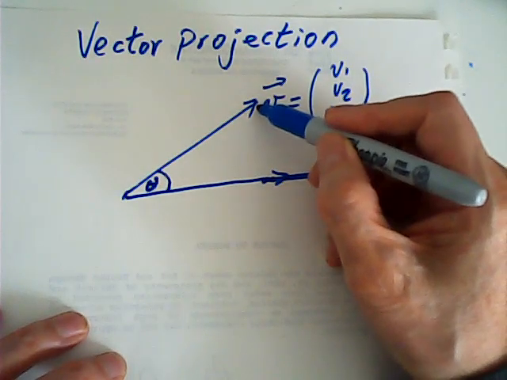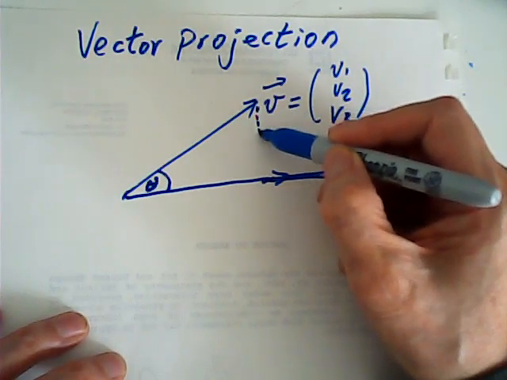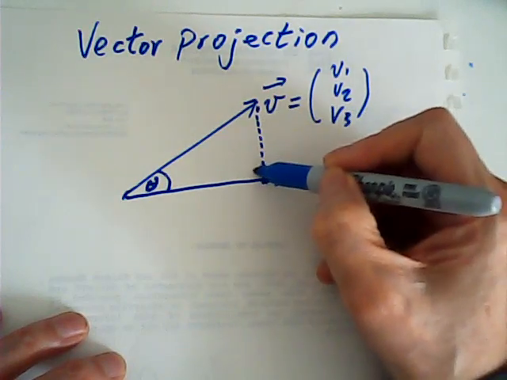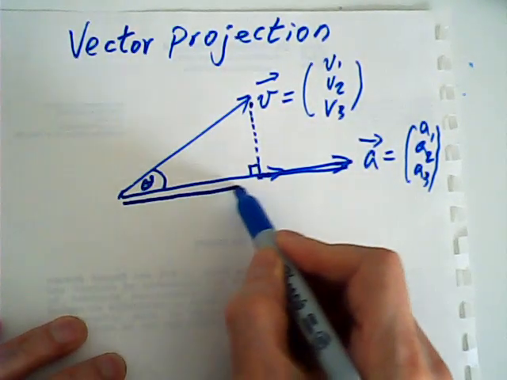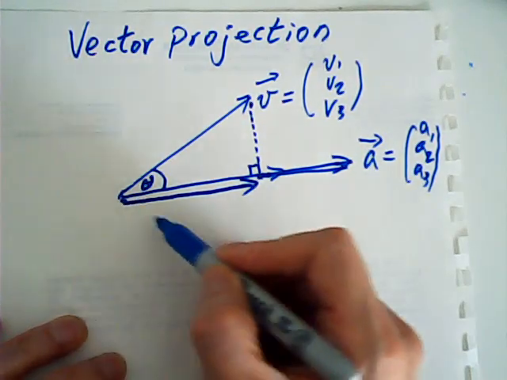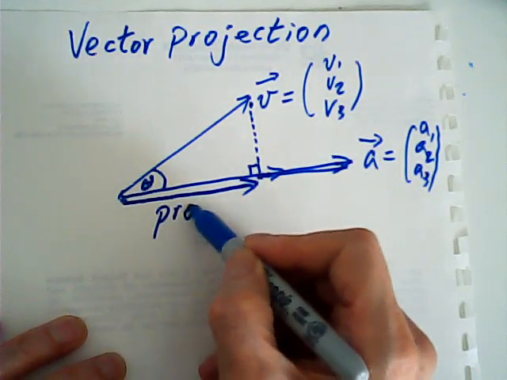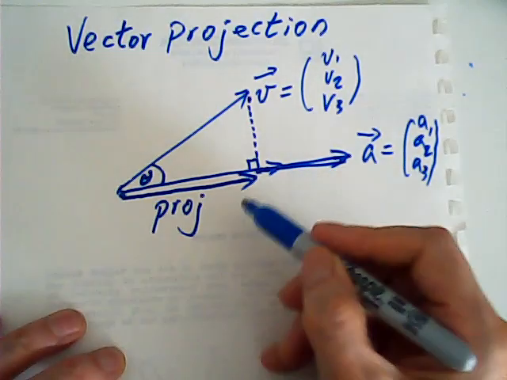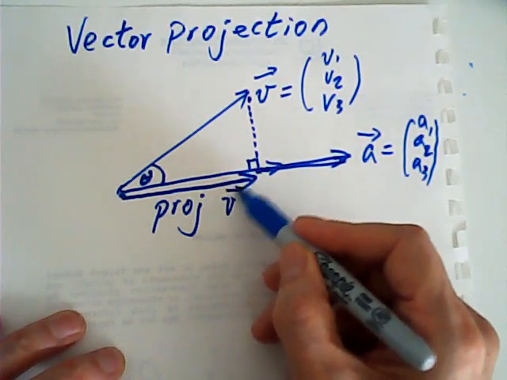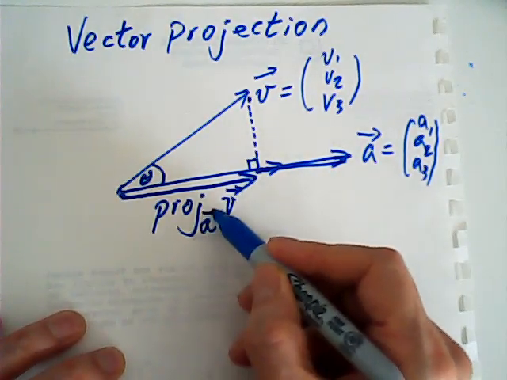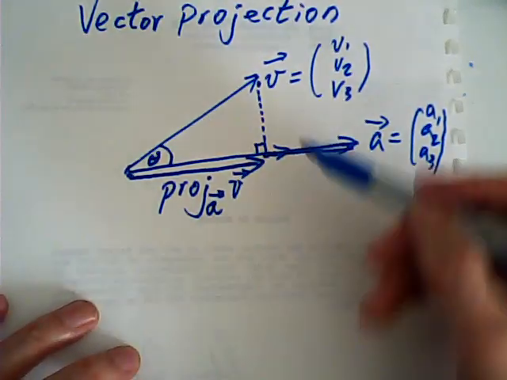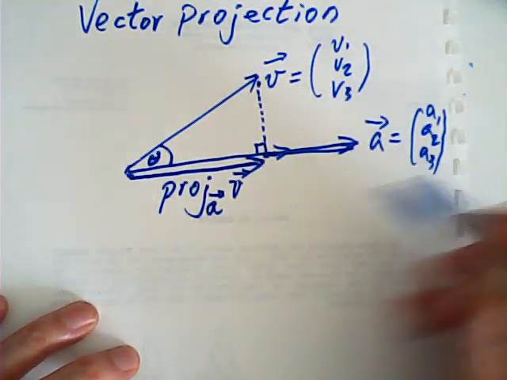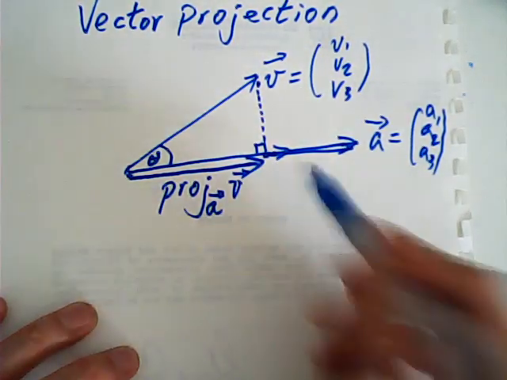And you have a perpendicular line. This is a vector projection of V onto A. That is the notation: V projects onto A. Okay, this is the vector, right?